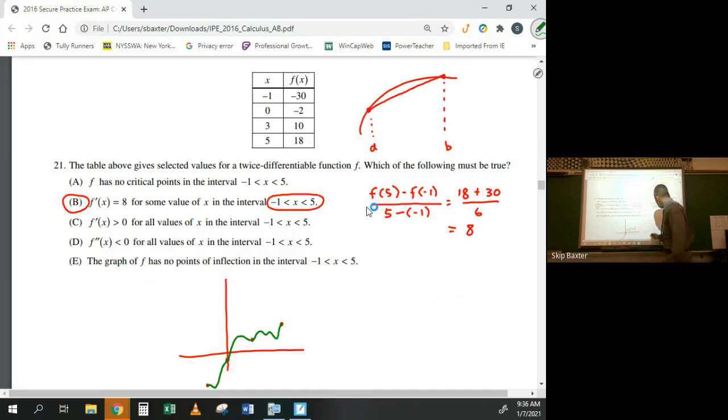In this case, there would be lots of points that have that slope, right? This point has that slope, and this point over here has that slope, and this point has that slope, and this point way down here. So in this case, there are lots of c values. All we know is that there has to be one though. Any questions on that?